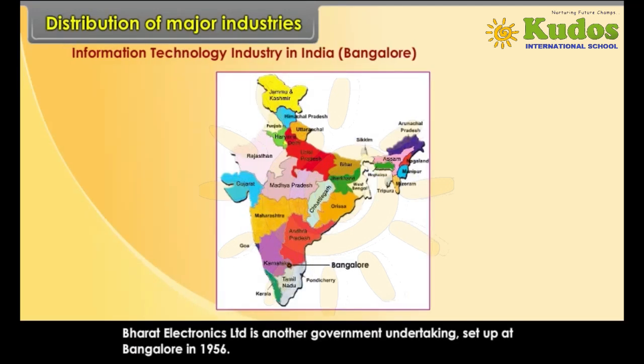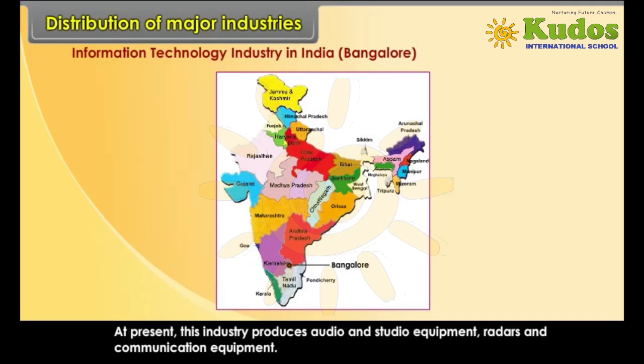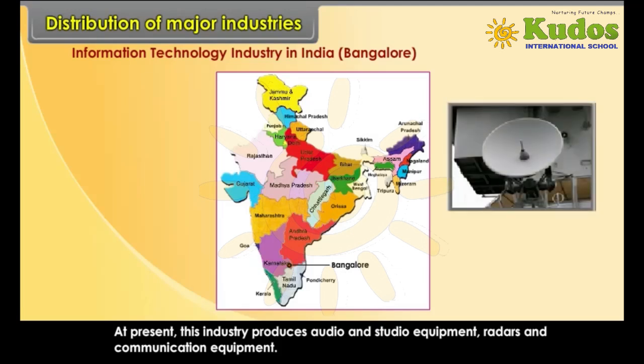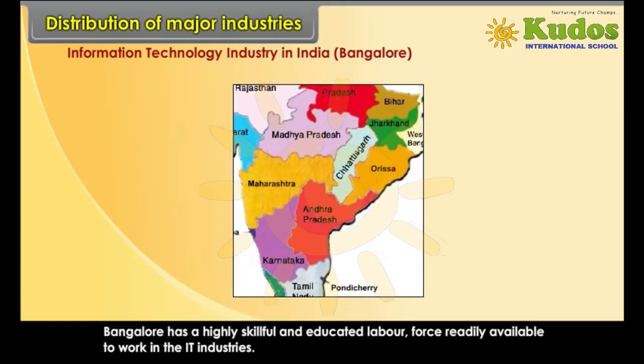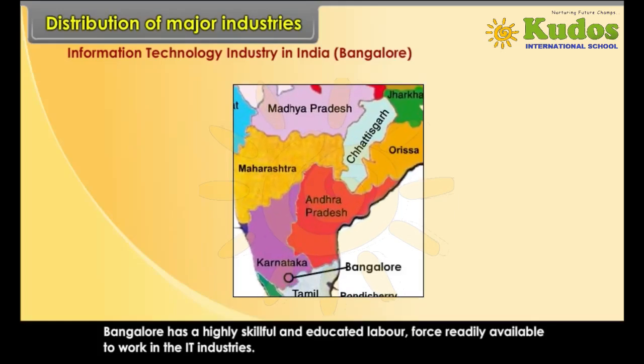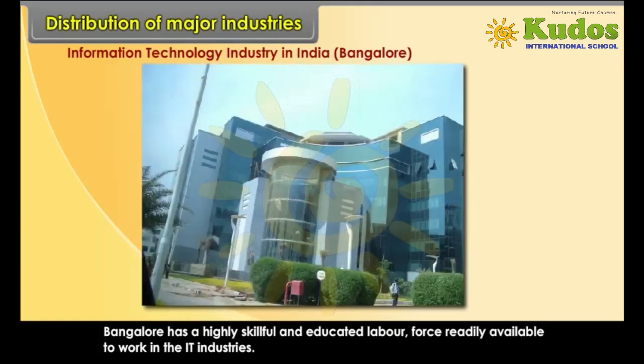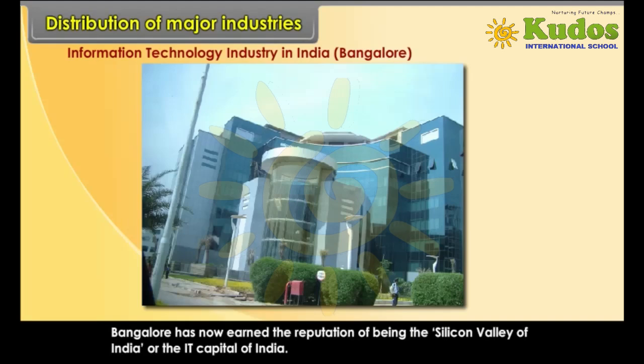Bharat Electronics Limited is another government undertaking set up at Bangalore in 1956. At present, this industry produces audio and studio equipment, radars, and communication equipment. Bangalore has a highly skillful and educated labor force, readily available to work in the IT industries. Bangalore has now earned the reputation of being the Silicon Valley of India, or the IT capital of India.